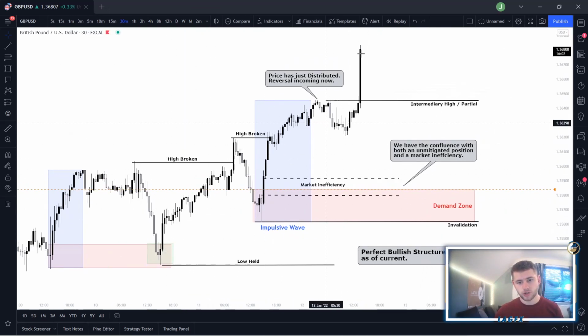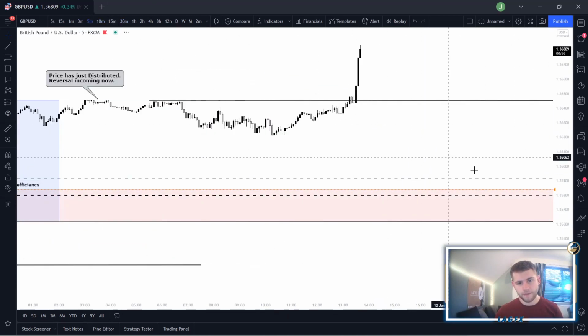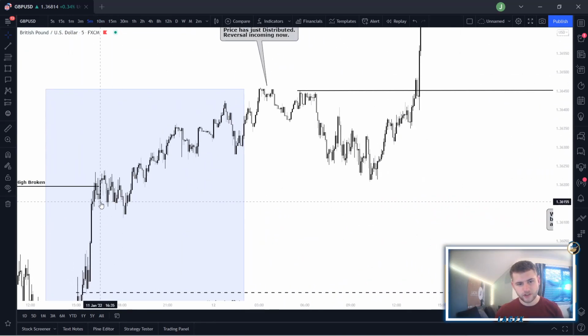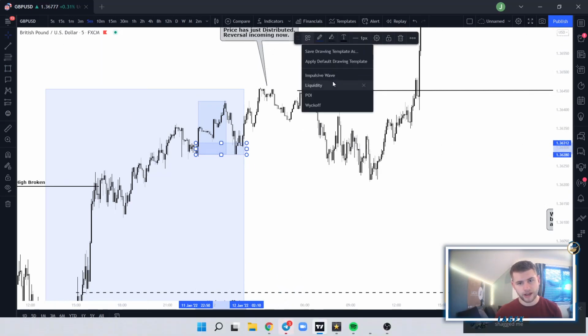So this is the structure we're looking for. This is the point of interest I'm hoping to be fulfilled. Let's go down to a 5 minute now. And we can see that this in itself is structure that could have been traded. We could have done the same thing, identified an impulsive wave, and then identified those last sells before our buys as a point of interest, wait for price to approach, and then gone down to a lower time frame.